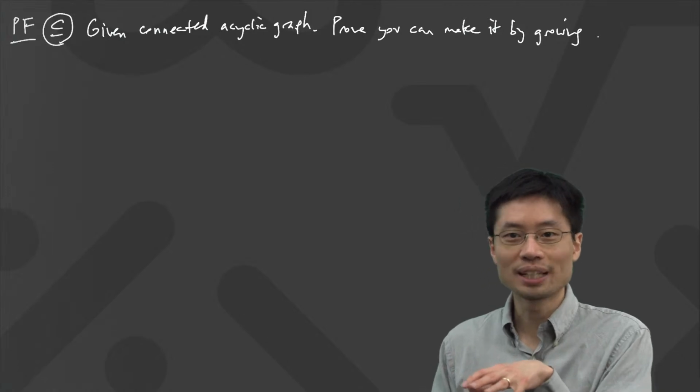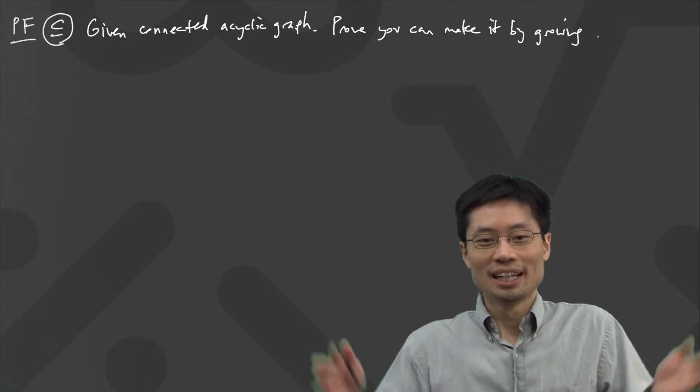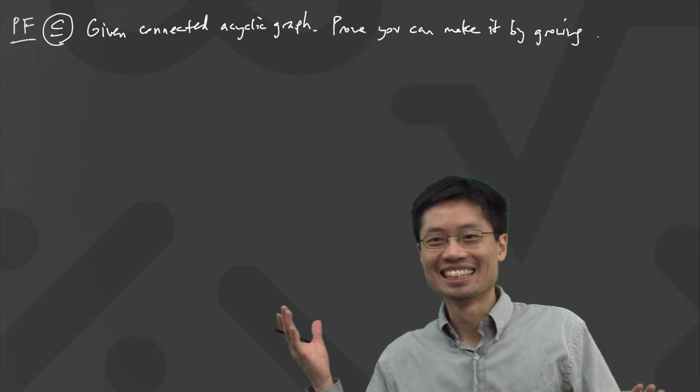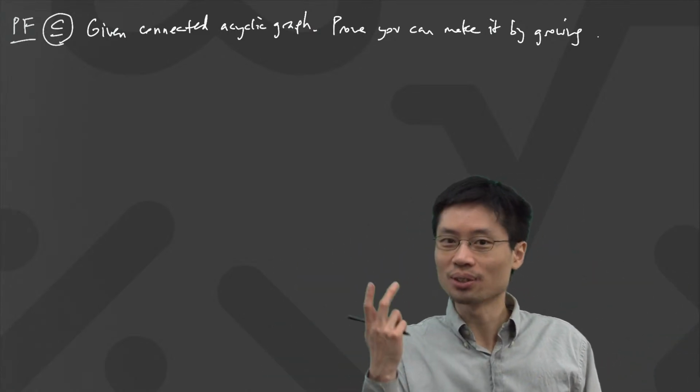At first, this looks crazy. Because what do I know about my graph? I can't even draw it. If somebody just tells me, hey, you got a connected acyclic graph, I'm like, okay, what's that? I don't know, just some blob of stuff. I don't know anything. So how would you ever grow something?